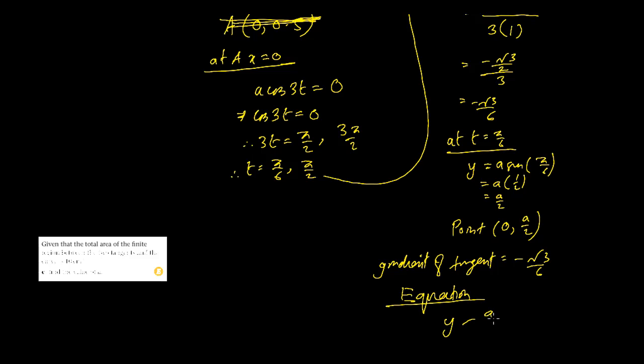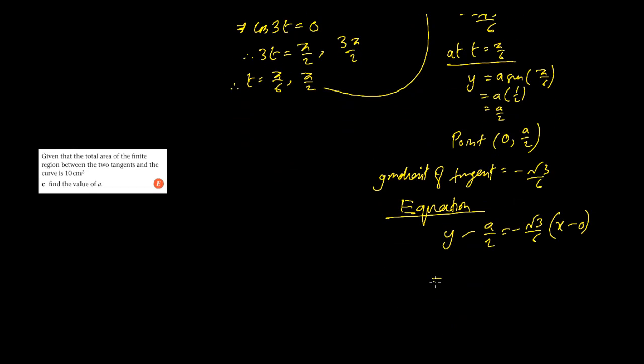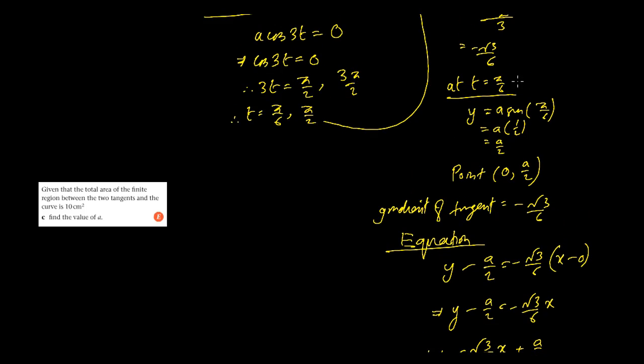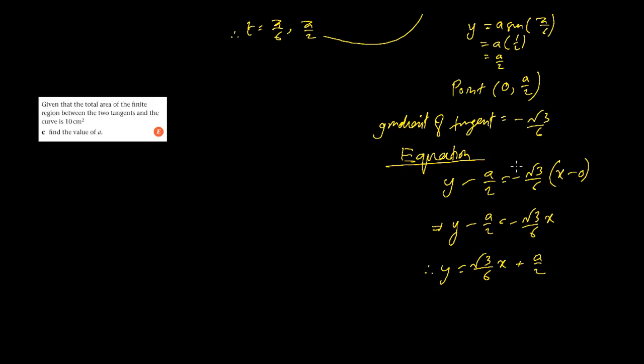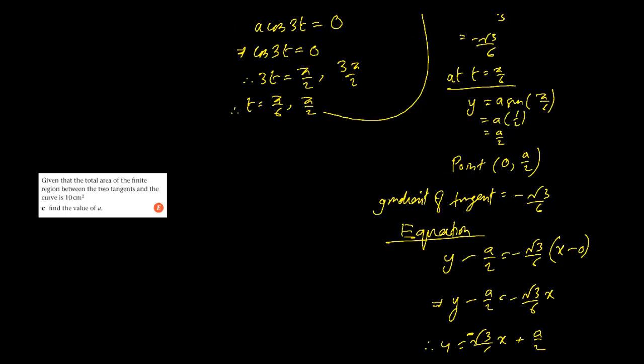y minus y1 is a by 2 equals m, which is minus root 3 by 6, times x minus x1. So that would be y minus a by 2 equals minus root 3 by 6 into x, because x minus 0 is x. So therefore y equals root 3 by 6 x plus a by 2. I think I forgot the minus here. This is minus root 3 by 6. So I need to put the minus here. So that's the equation of the tangent.